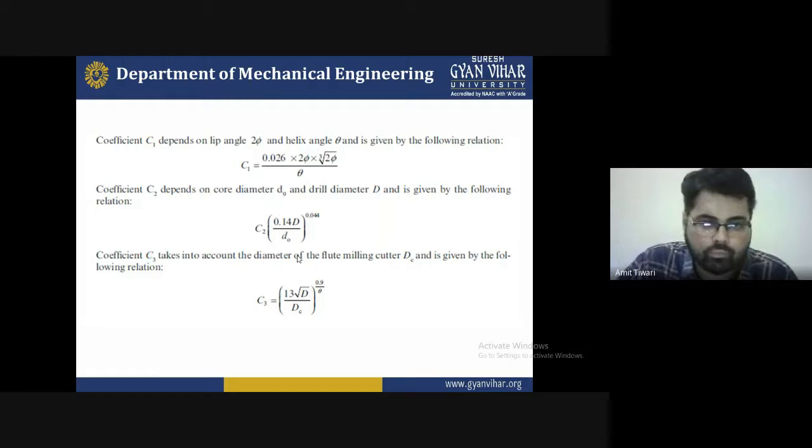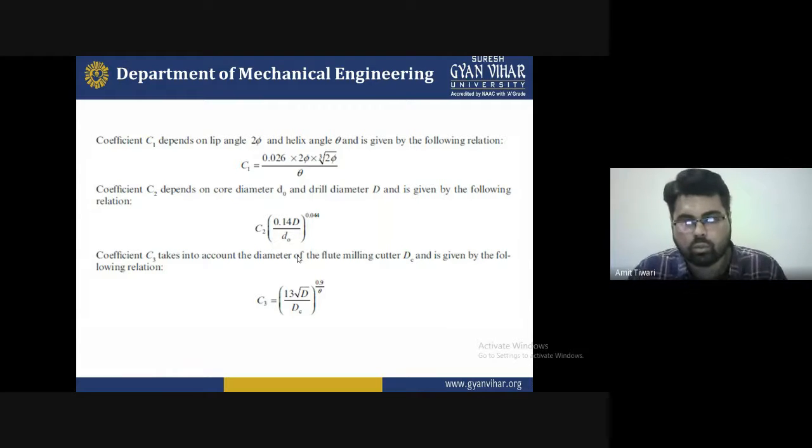And the coefficient C3 takes into account the diameter of the face milling cutter, that is D0, and is given by the following relation: C3 is equal to 13 times (D divided by DC) to the power of 0.9, divided by theta. So these are some conditions to be observed, a criteria for selecting the relations for C1, C2 and C3.